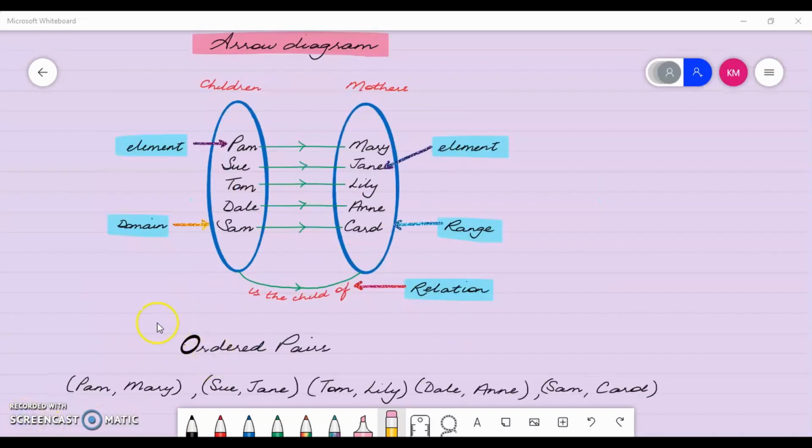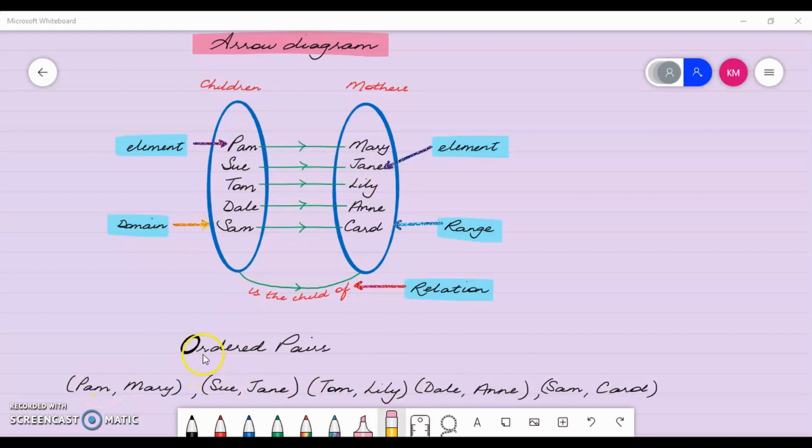Now, another representation of a relation can be ordered pairs. So I can take my information from my arrow diagram and represent them as ordered pairs. So I am seeing Pam is linked to Mary, so I can put Pam and Mary in one bracket. I can put Sue and Jean in another, Tom and Lily in another, etc.